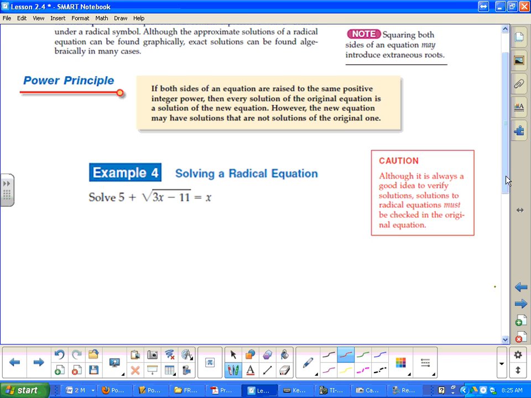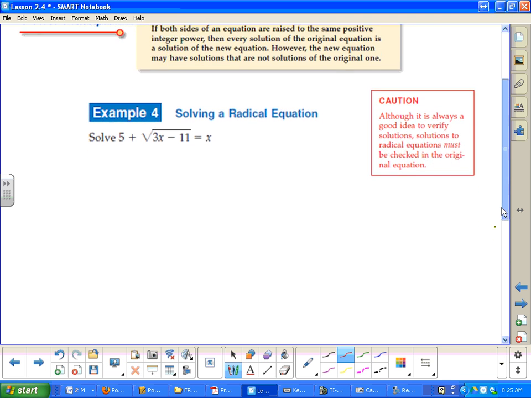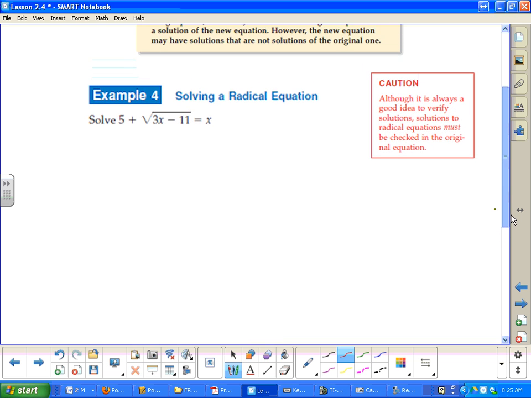Solving radical equations. Okay, like I said, first of all, when we were talking there about the absolute value, I always want to make sure I isolate the absolute value or the radical. If both sides of an equation are raised to the same positive integer power, then every solution of the original equation is a solution of the new equation. So when we square it or cube it or whatever we need to do, we're still good with that.